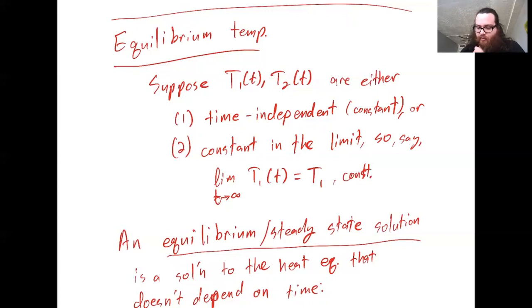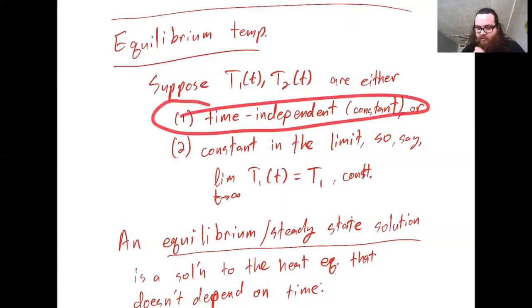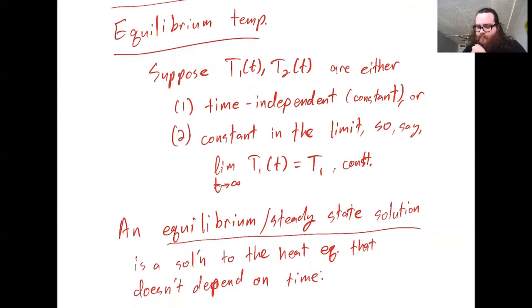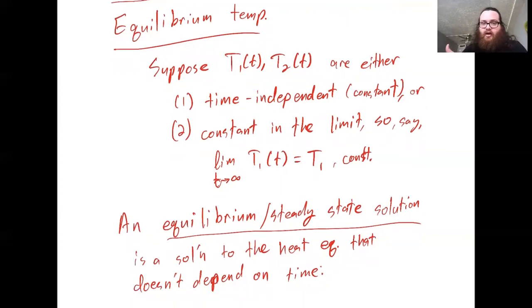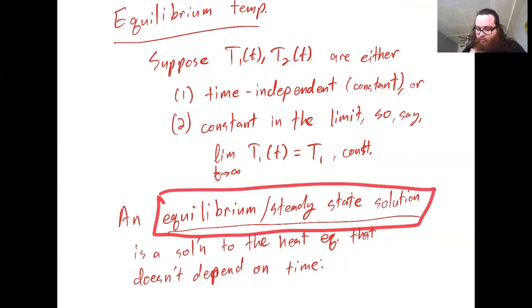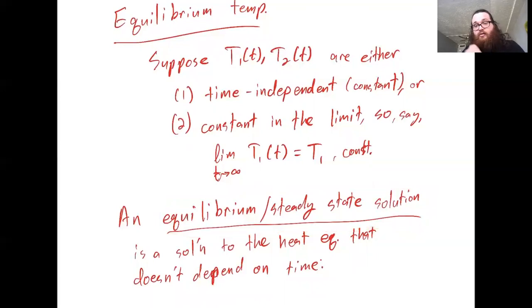So for us, in practice, we're just going to work with this first one. We're going to assume that the temperatures are constant, but you can make this assumption, if the temperatures are not constant, by just waiting long enough and assuming that eventually the temperatures will be constant. So the main object that we'll be looking at in this section are these things called equilibrium or steady state solutions. We define these to be solutions that don't depend on time. One interpretation might be, wait long enough, and the system will hopefully start to stabilize. And then the question is, what is the resulting temperature distribution once the system is stabilized?